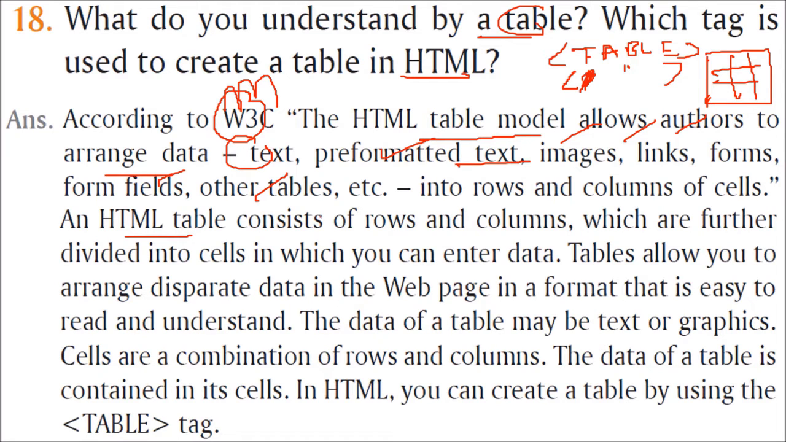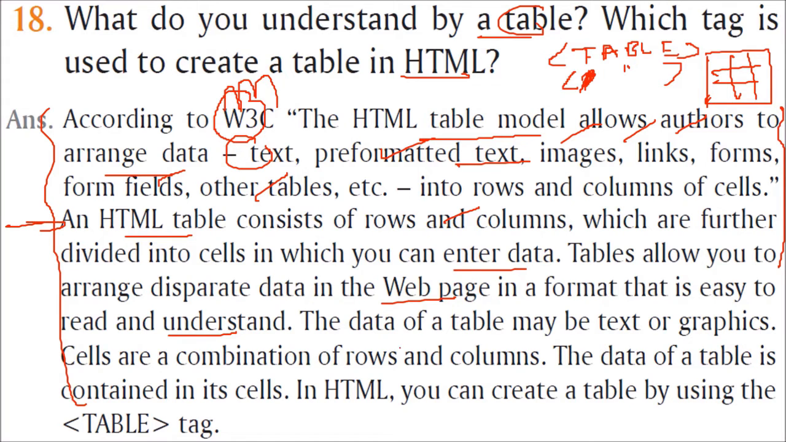So this HTML table consists of rows and columns which are further divided into cells in which you can enter data. Tables allow you to arrange disparate data in a web page in a format that is easy to read and understand. You can always read and understand better when you have a table rather than text like this. See, this is the answer in running text. But if I give it to you in the form of a table, it will be more understandable.